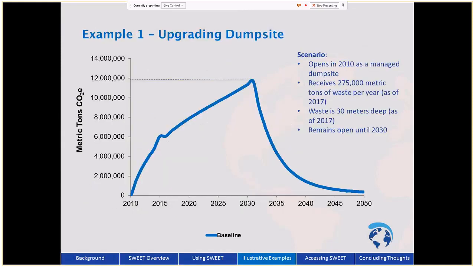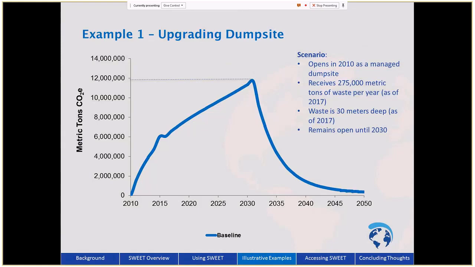So in example 1, we're considering the potential benefits of upgrading a dump site. In this scenario, we're thinking about a site that opens in the year 2010 as a managed dump site. It receives 275,000 metric tons of waste per year as of 2017. The waste is currently 30 meters deep, and we project that this site will remain open until 2030.